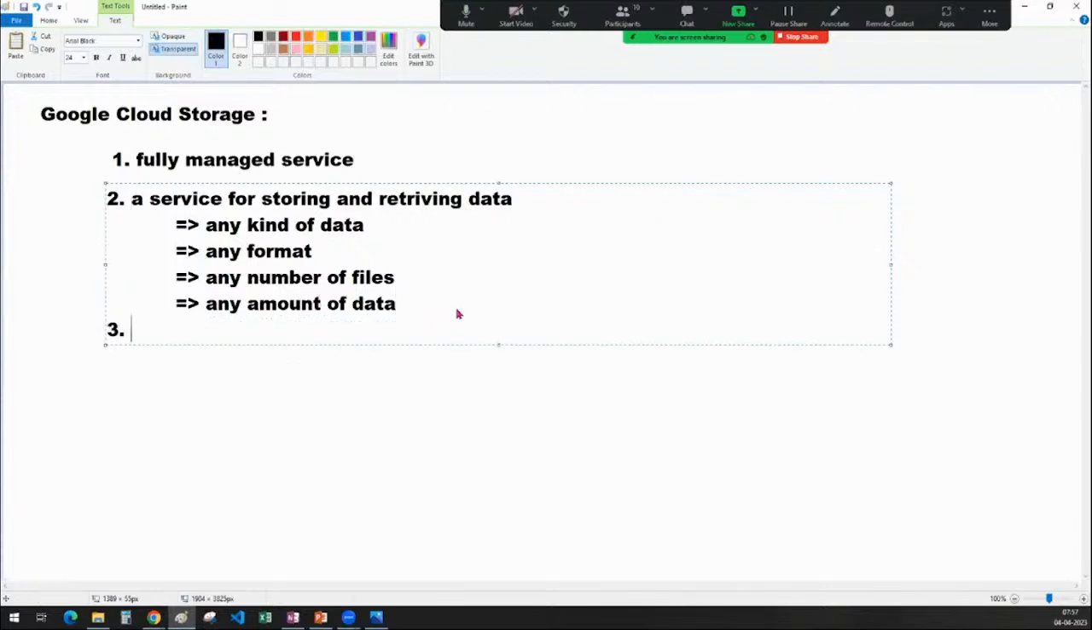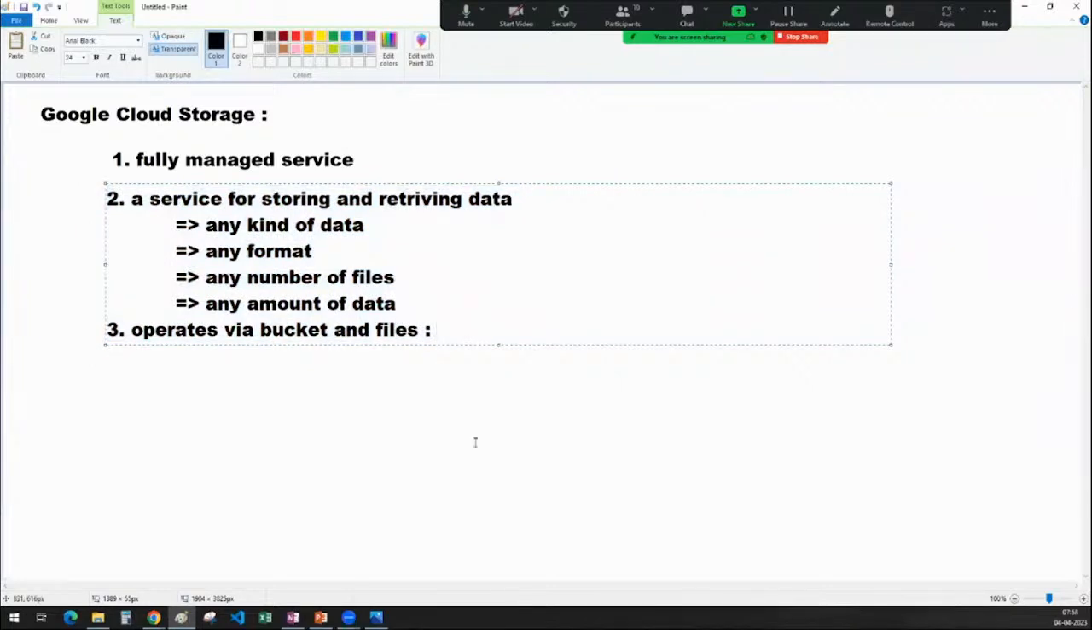So how does the Google Cloud Storage operate? Okay, sir, it is fully managed, that is fine, and the purpose of the service is also fine, but how does it operate? Sir, it operates via bucket and files. Okay, it operates via bucket and files. Sir, some people do not know what a bucket is. I want you to understand this terminology now.